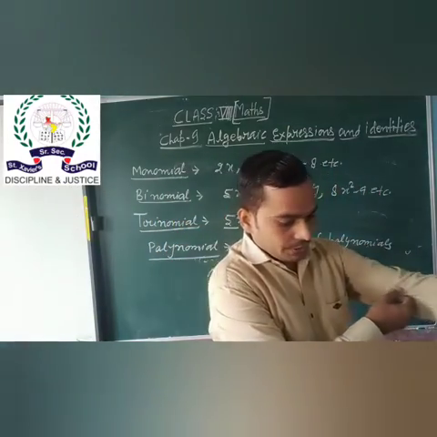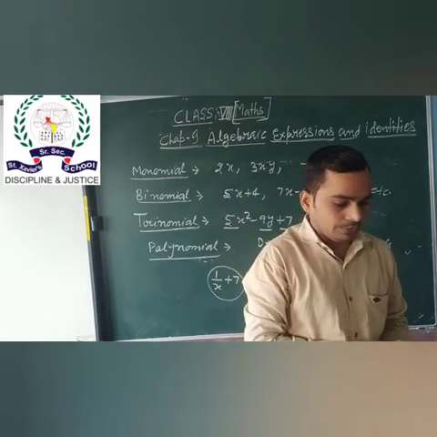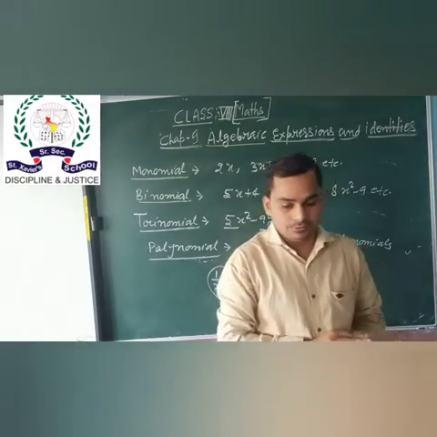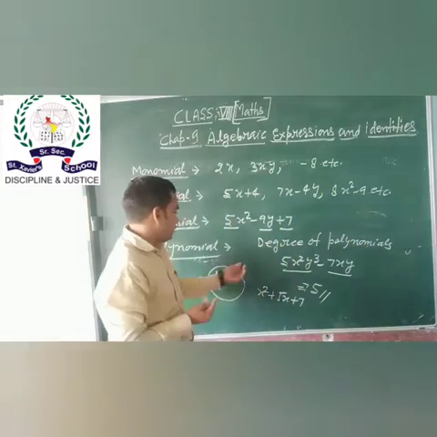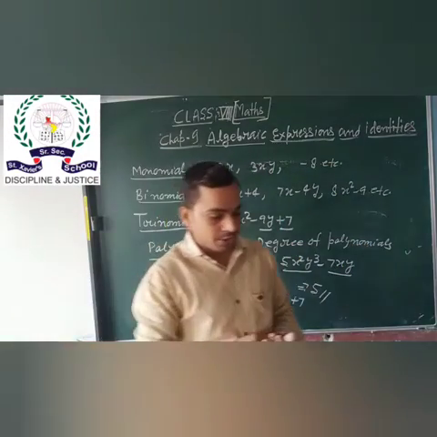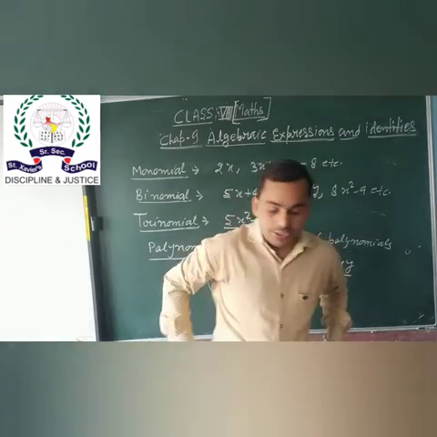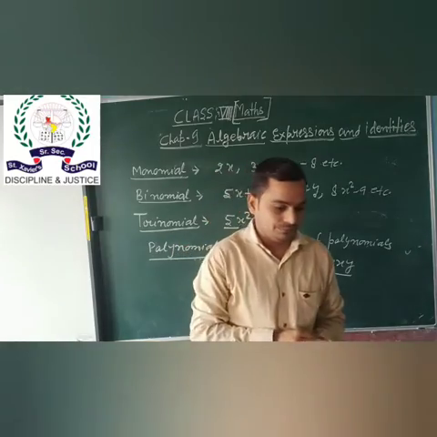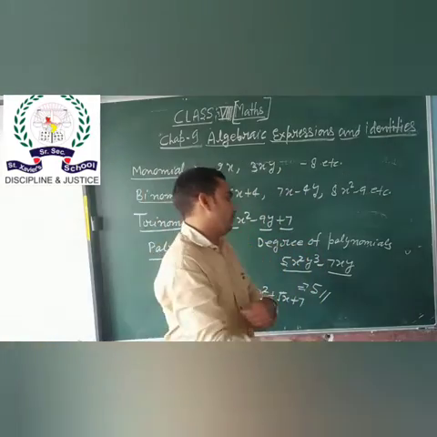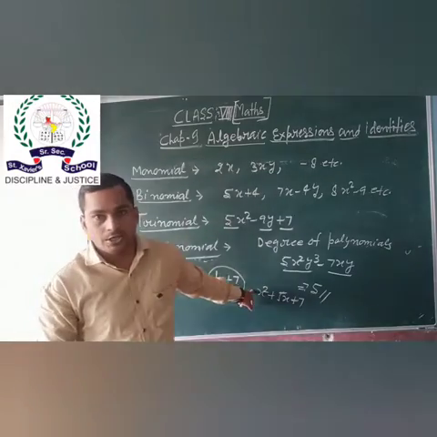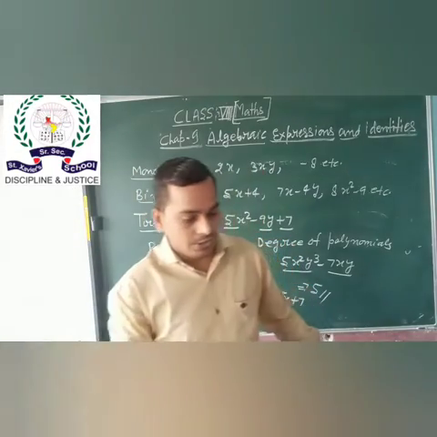A polynomial with degree 1 is called a linear polynomial and with degree 2 is called a quadratic polynomial. If a polynomial has degree 2, that is called quadratic, and if the degree is 3, that is a cubic polynomial. So linear when we have degree 1, quadratic when degree 2, and cubic polynomial when degree 3.